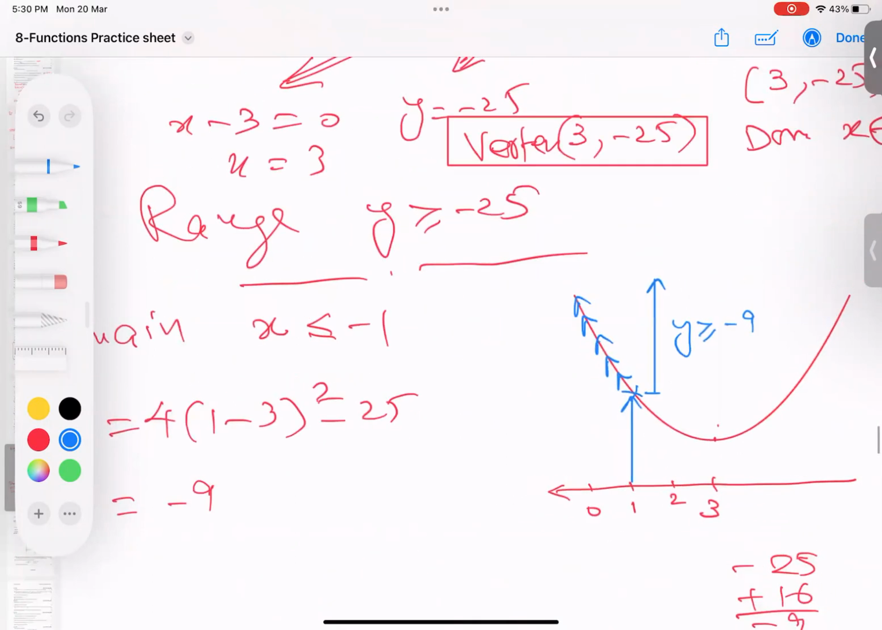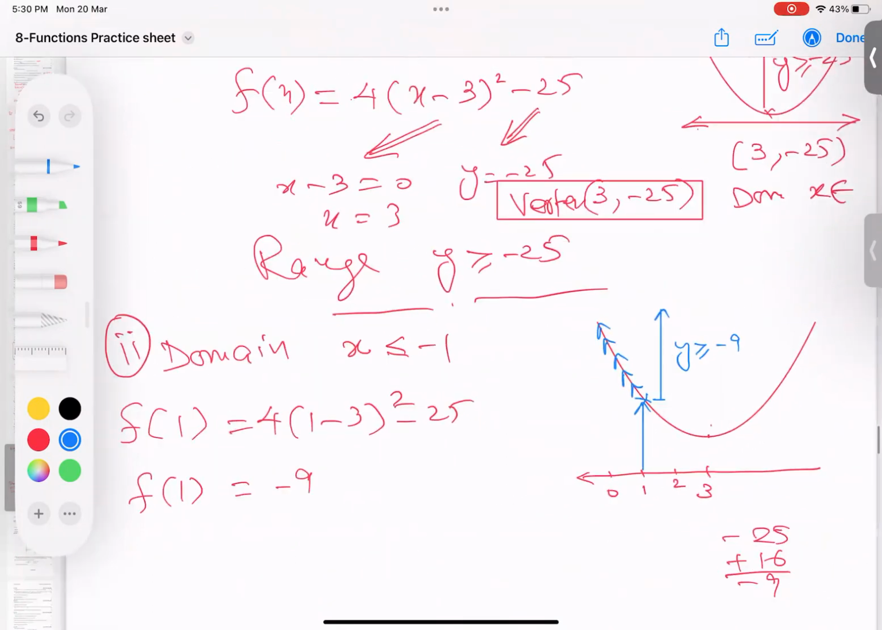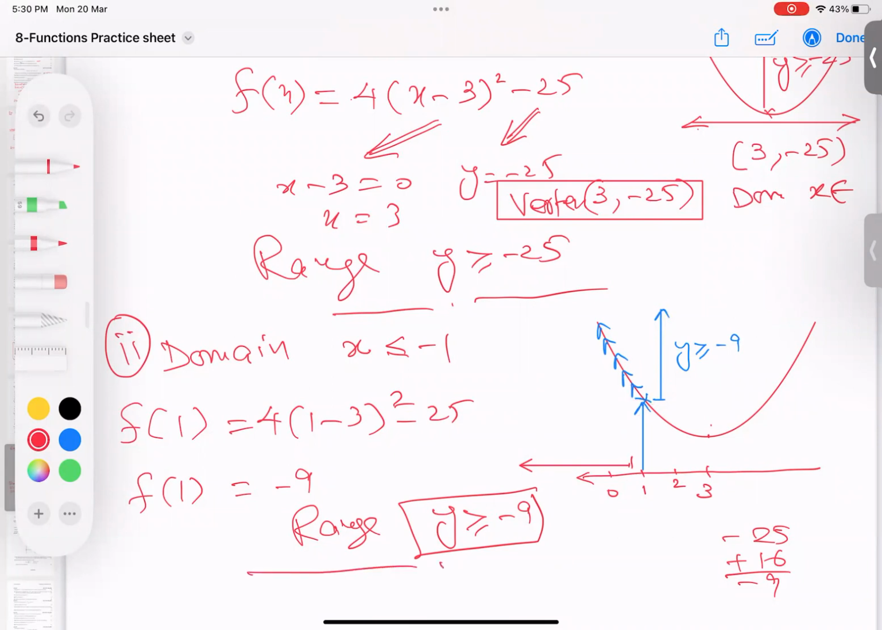And I believe the point is very clear. So the range is very clear. Alhamdulillah Rabbil Alameen. So range is y is bigger than or equal to -9. I believe you got the point, because the turning point is 3, no doubt about it. But the x value is not 3. X value is starting from 1 and going backwards. And you observe that as x value goes from 1 backwards, the y value starts from -9 and goes upwards. So I believe this point is very clear.